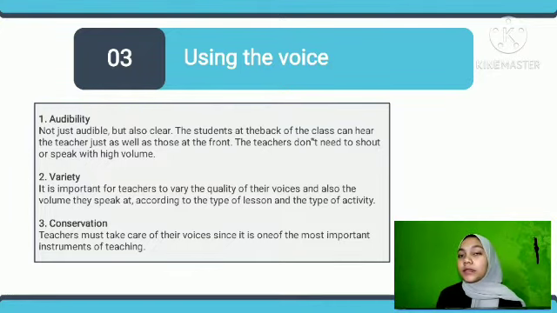For the second one is variety. Variety is important for the teacher to vary the quality of their voice and also the volume they speak at, according to the type of lesson and the type of activity. And the last one is conservation. Teachers must take care of their voices since it is one of the most important instruments of teaching.